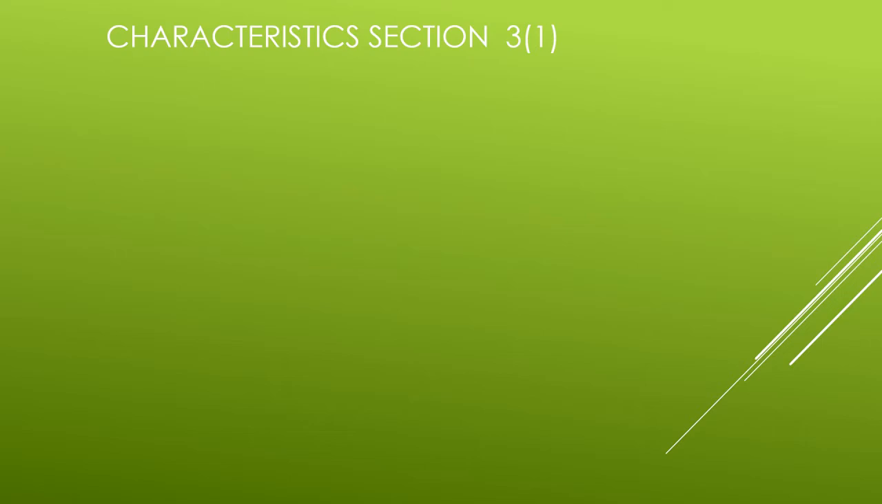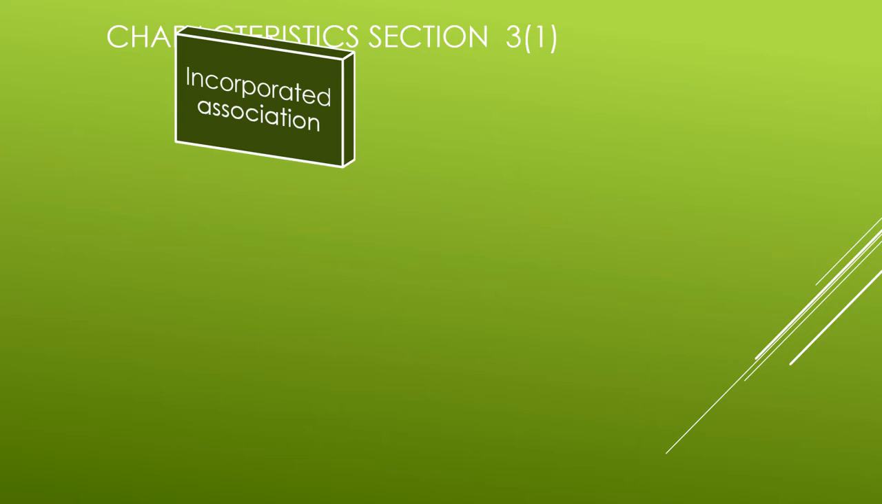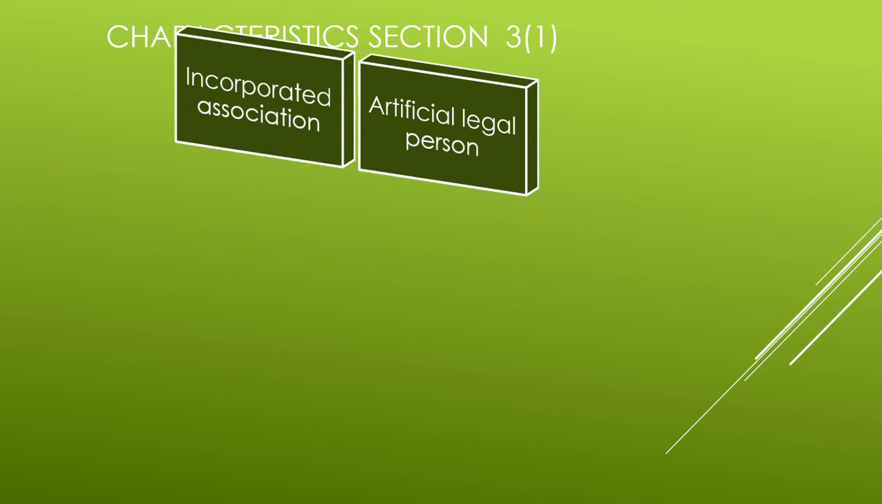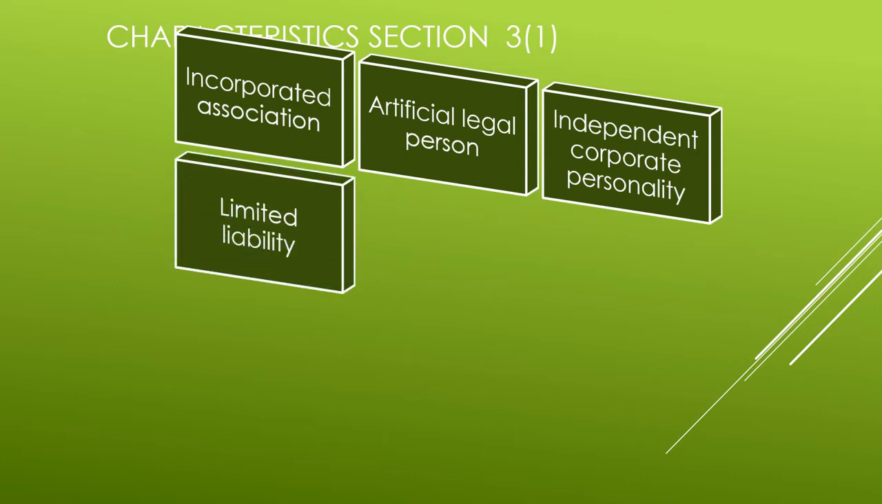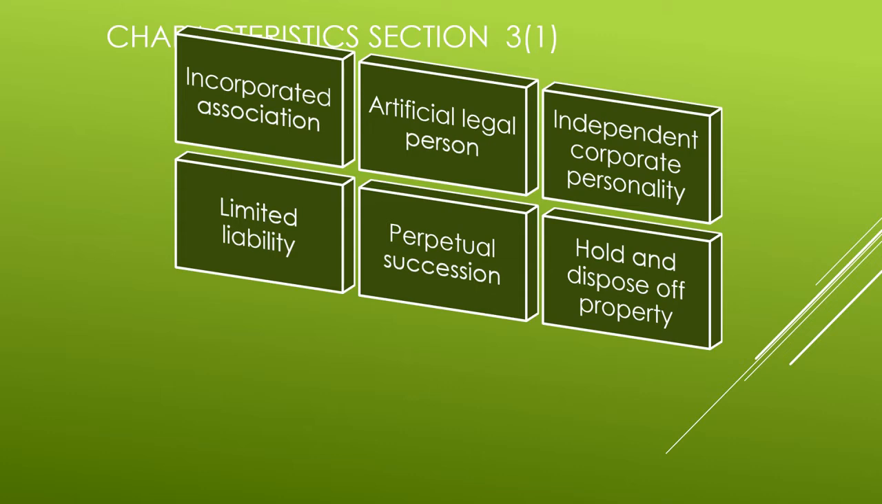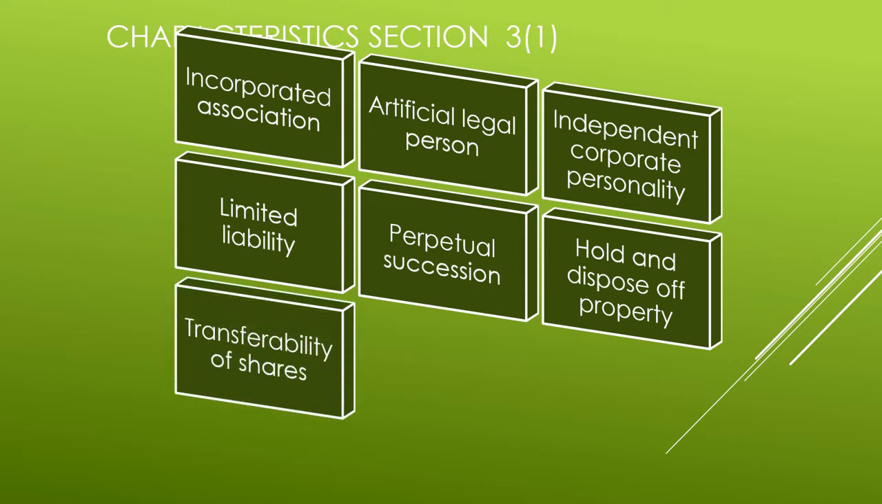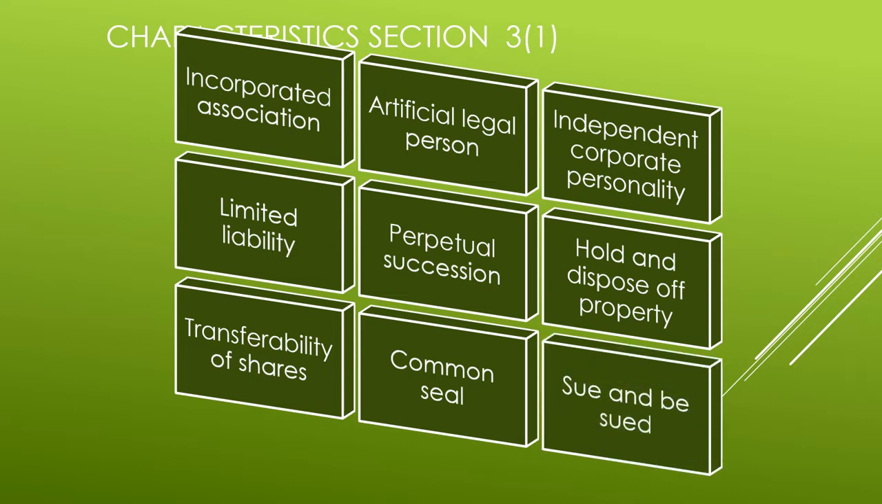But this definition does not give us an idea about the characteristics of a company. And therefore, generally, we follow the definition given by L.H. Haney. According to him, a company is an incorporated association, an artificial legal person, an independent corporate personality. Companies generally have limited liability and perpetual succession. It can hold and dispose of property. Its shares are transferable. It has a common seal and it can sue and be sued. Okay, I'll explain these points.